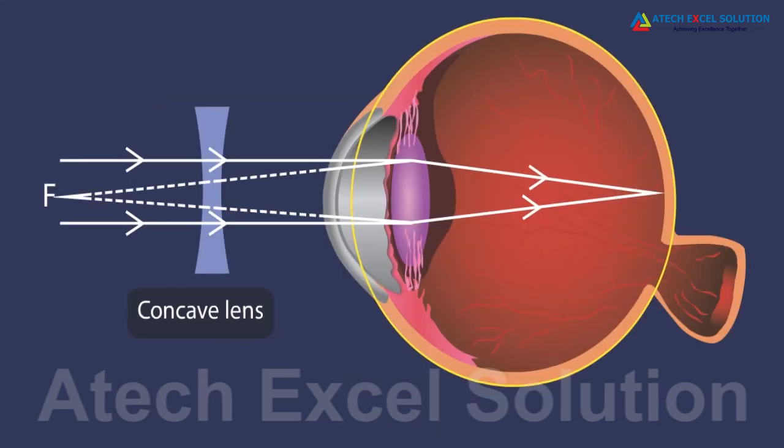A myopic eye is corrected by using a concave lens of focal length equal to the distance of the far point F from the eye. This lens diverges the parallel rays from distant object as if they are coming from the far point F. Finally, the eye lens forms a clear image at the retina.